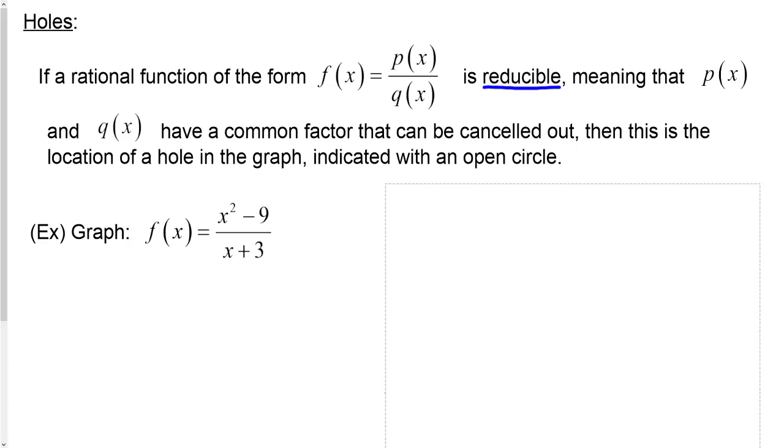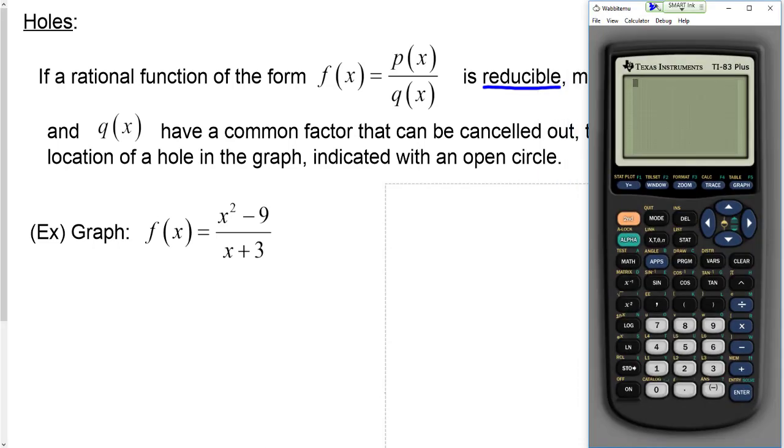Let's follow through with an example like this. f of x equals x squared minus 9 over x plus 3. Now, one thing I want to do is come up with the graph of this on your calculator and see what that graph looks like to begin with. So let's start there.